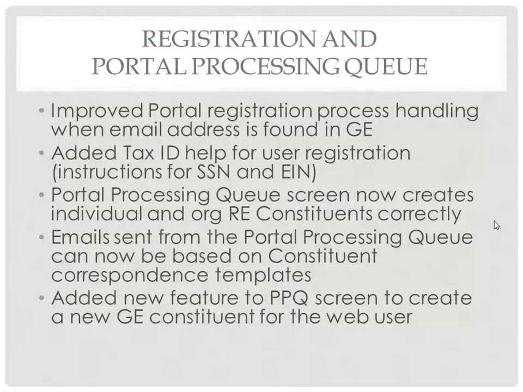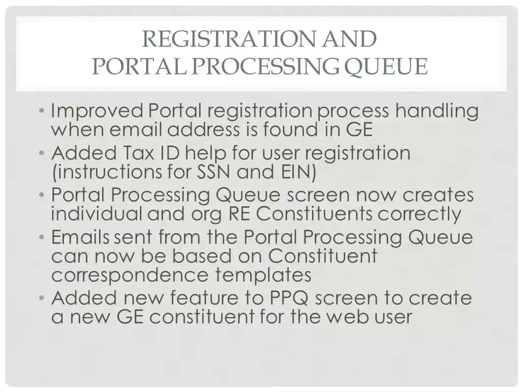So we have added a new feature. If you see this last item on this PowerPoint here, we've added a new feature to the portal processing queue to create a new GE constituent for the web user. So if you get someone who is registered and the portal has already linked them to the constituent record for the org, you can create a new constituent record just by clicking a button. It'll create a new constituent record for the individual. It will link their web user to that individual, and it will disassociate them from the org on the web user side, and then it will let you set up that link to the org properly through the portal processing queue.